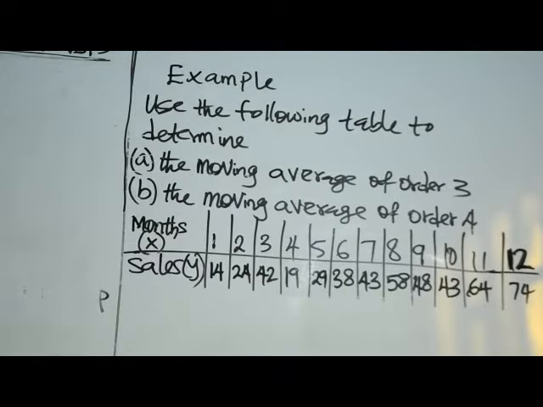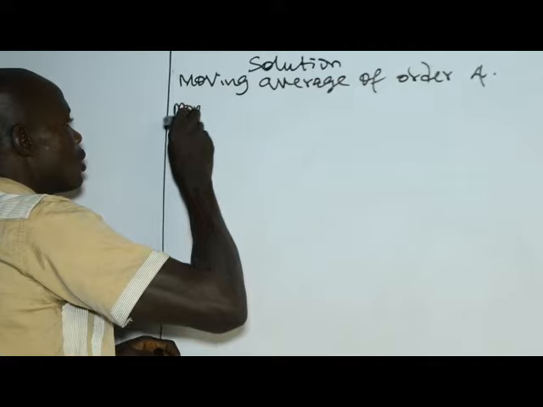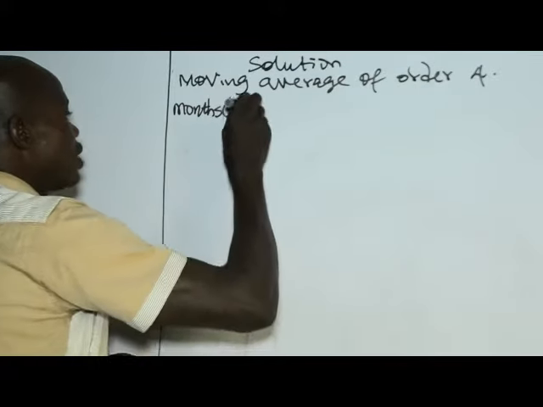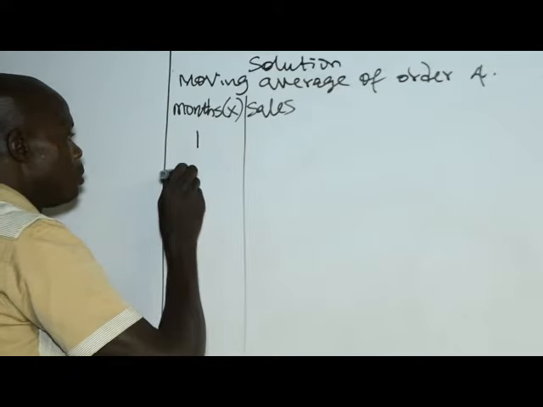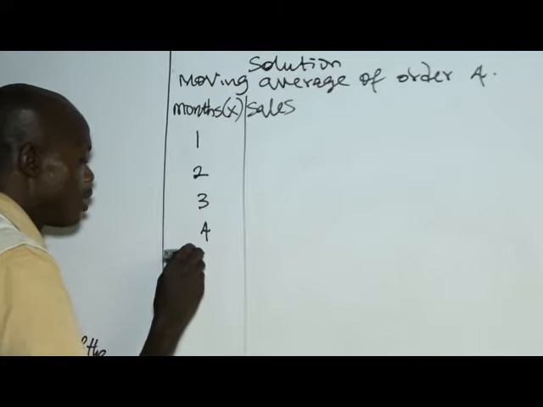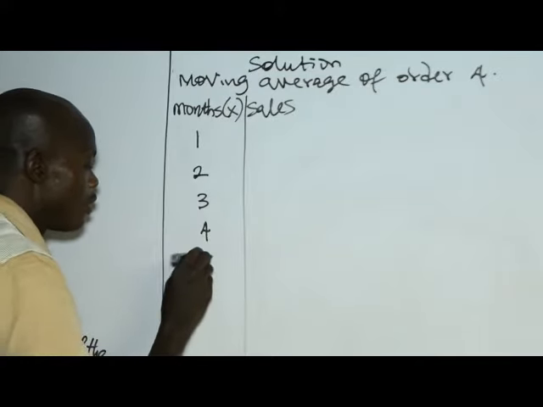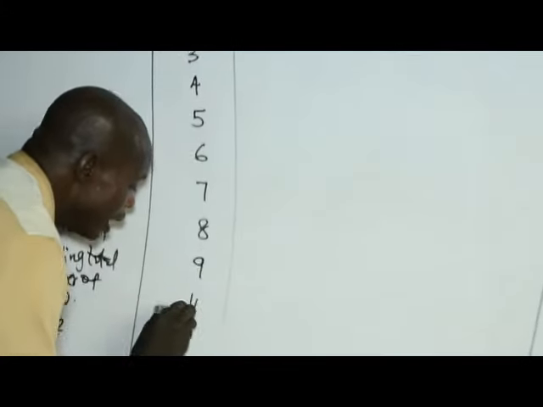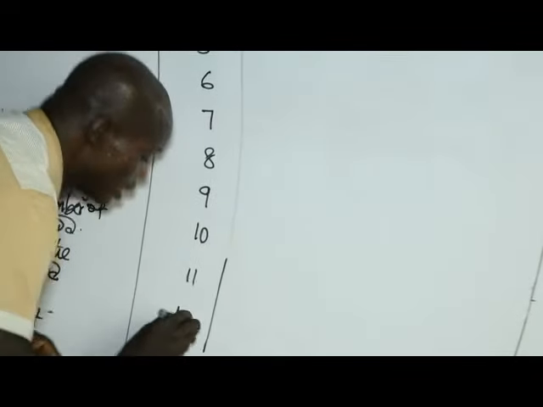of order 4. We have the months X and the sales. We have month 1, month 2, month 3, 4, 5, 6, 7, 8, 9, 10. Then 11 and 12. These are the months. And you are given their respective sales. Month 1 to 3, we have 14, 24, and 42. Month 4 again, we have 19, 29, and 38.